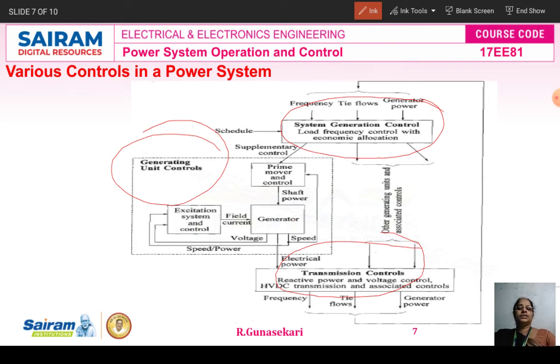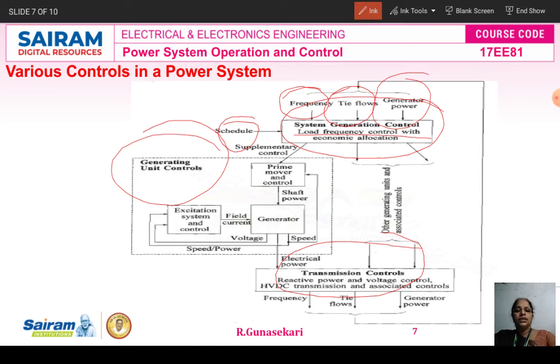Okay. First, in the system generation control, what is there? Load frequency control with the economic allocation. I already told that the load frequency is controlled by the automatic load frequency controller. What is the input of this block? Frequency, tie line flow, and then generator power. Then the output is the schedule. We have to prepare the operating schedule, maintenance schedule, and then shutdown schedule.